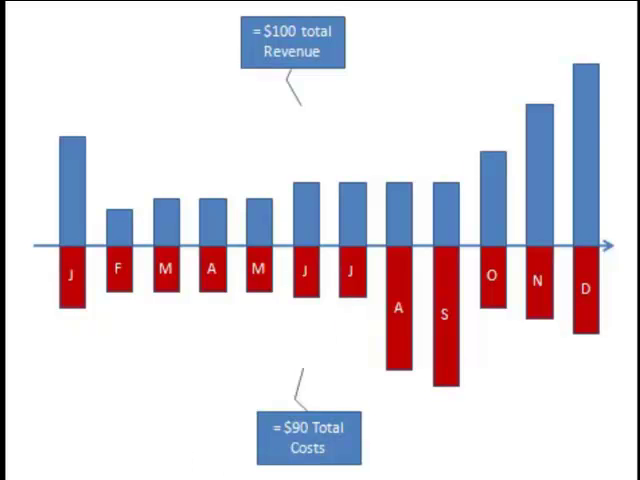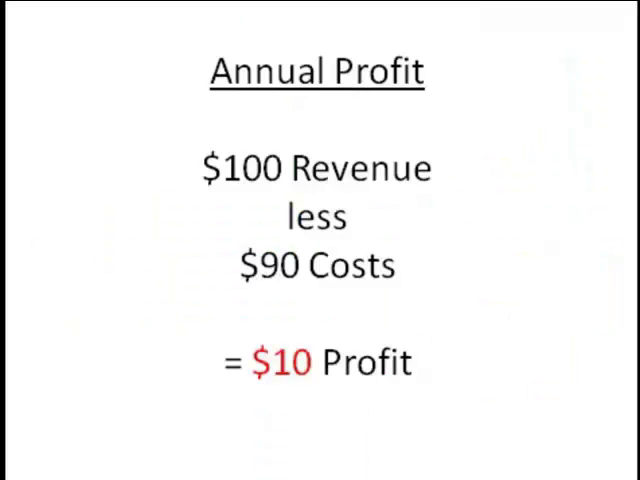So let's say, for example, and just for argument's sake, that the total revenue earned for the year is $100. The total costs incurred during the year were $90. Those costs would be things like rent and inventory, staff, insurance, and those sorts of things. So if we just take this at a very simple level, it's $100 less $90, so that would be a $10 profit for the year.